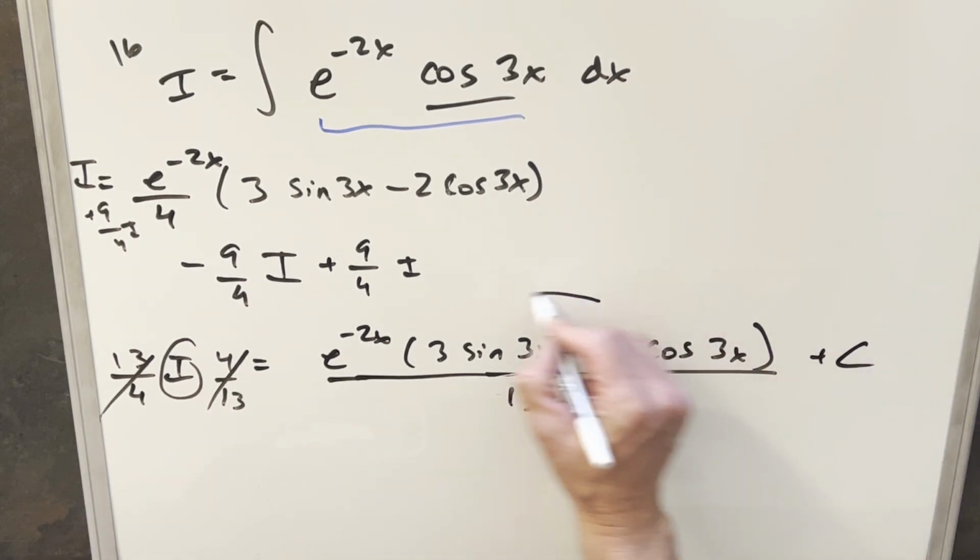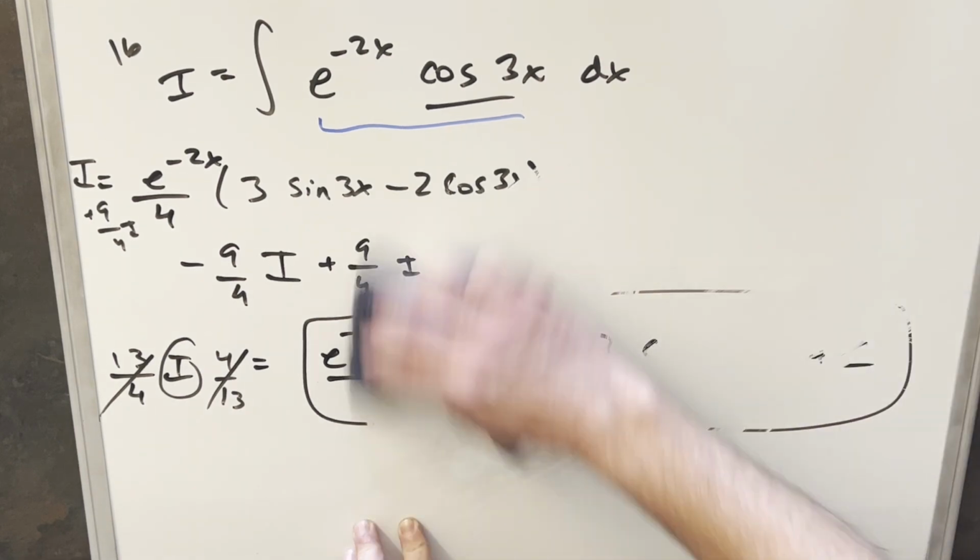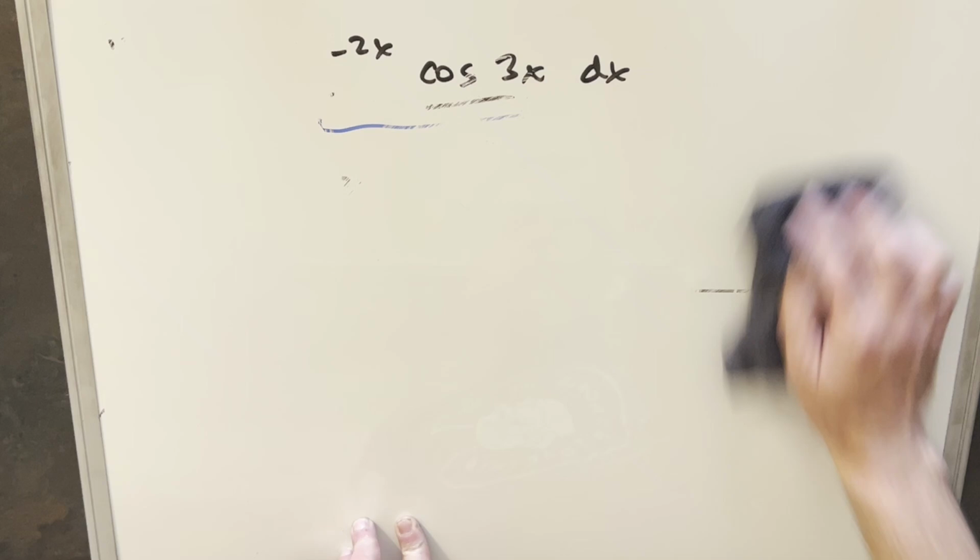Add a plus C and circle it. Okay, moving on, number 17. We got 2 left. Get badly winded here. You need some training for a lot of integrals. Oh, 17, okay.